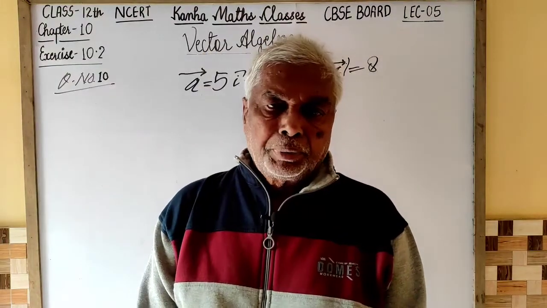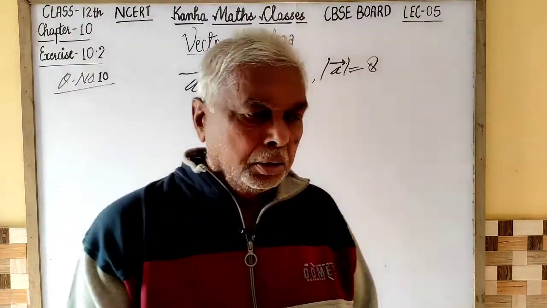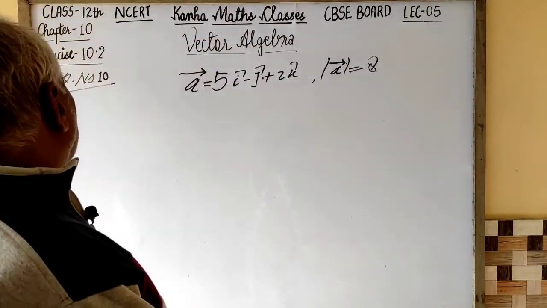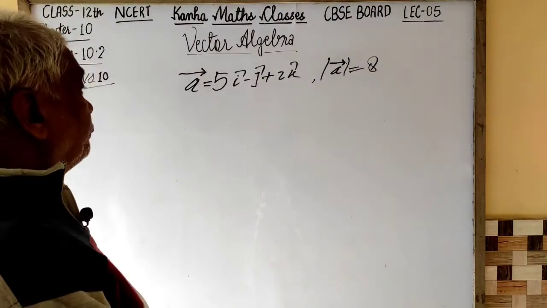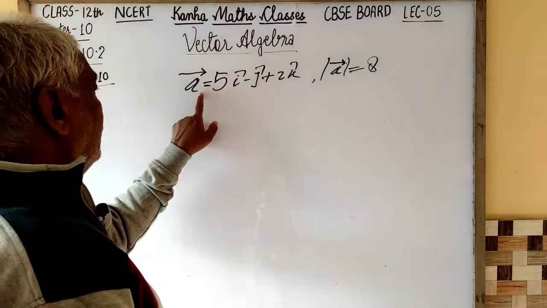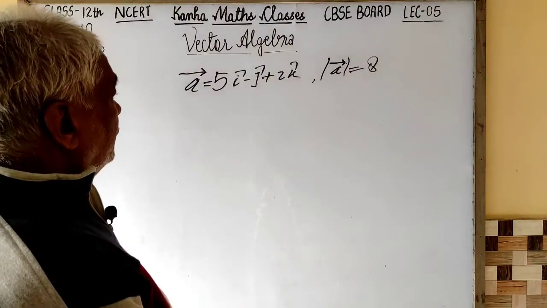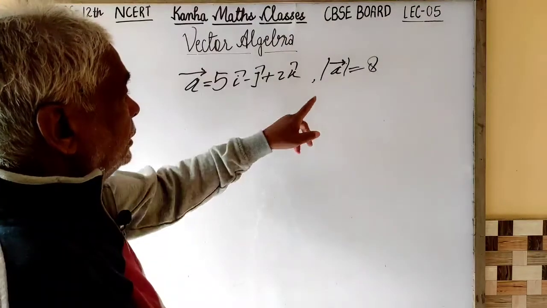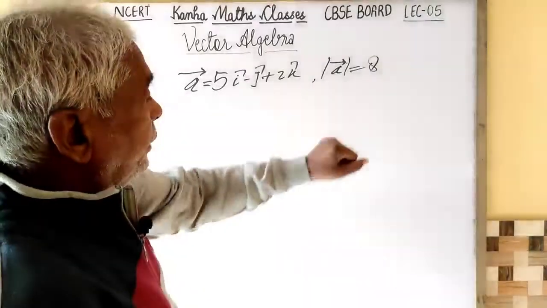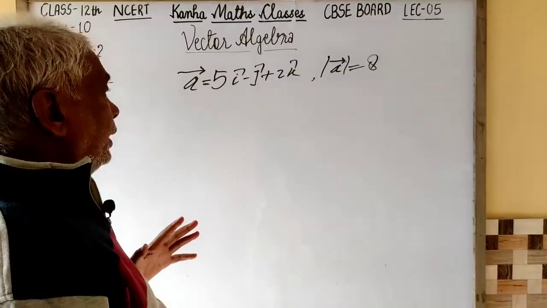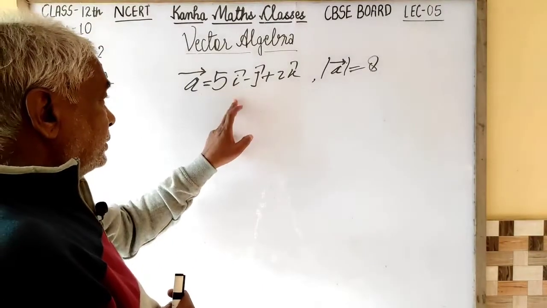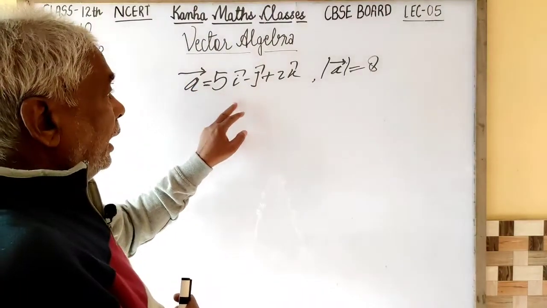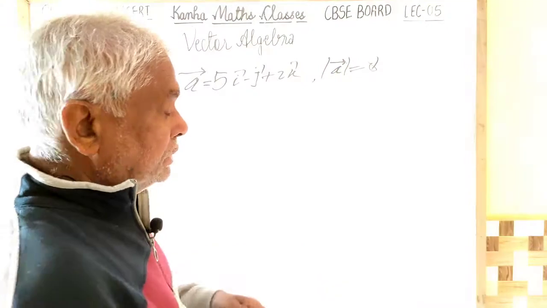In the continuation of the previous video, I want to draw your attention to question number 10 under exercise 10.2. Here you are given a vector A equal to 5i minus 7j plus 2k, whose magnitude, mod of vector A, is equal to 8, and you have to find a vector in the direction of vector A having the magnitude 8.